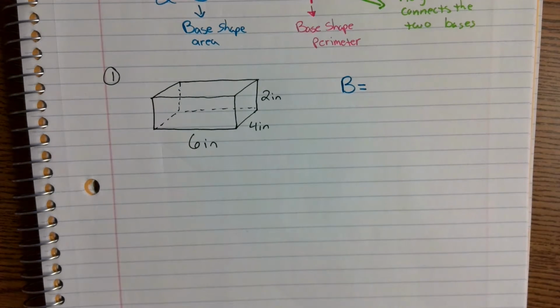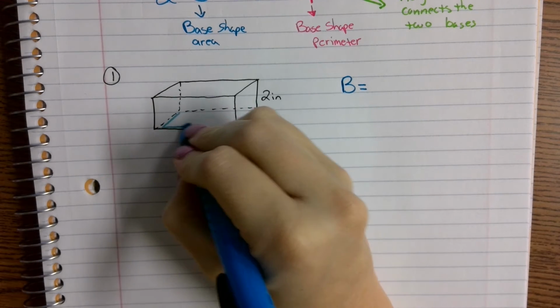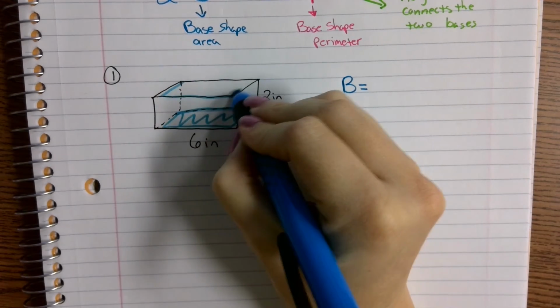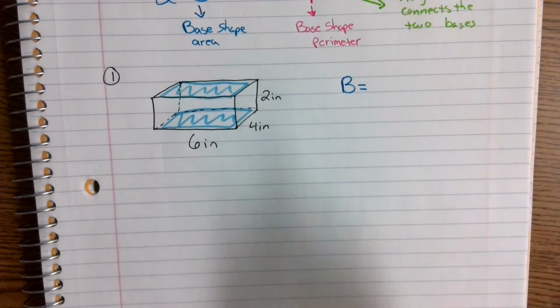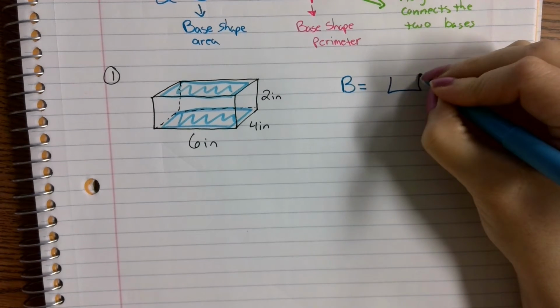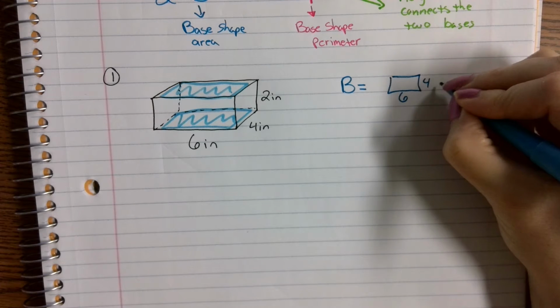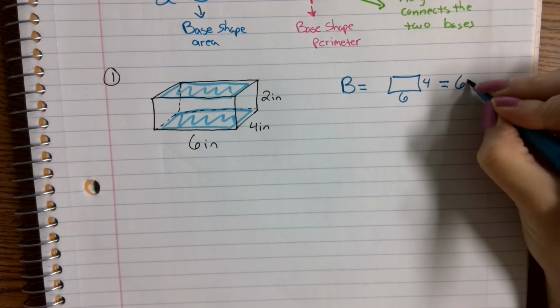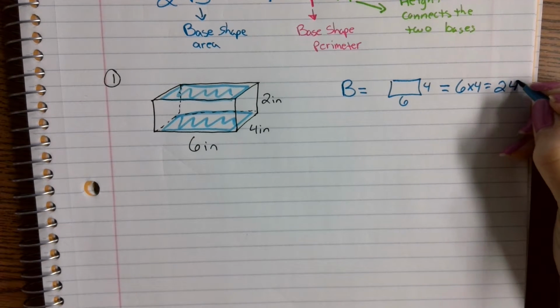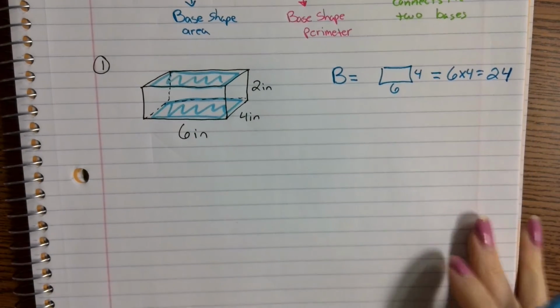I need to fill in what the value is for big B, which is the area of the base shape. So I need to pick out a base shape. And like always, I like to just stick with whatever's on the top and the bottom here. What are the dimensions for that base shape? 6 by 4, right? And like we said before, you just do 6 times 4, which is going to give us 24. So the value for B is going to be 24.